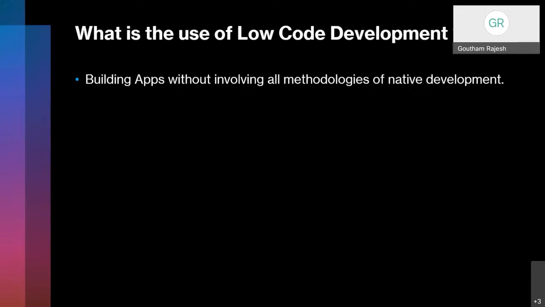We just need to find a problem we need to resolve. We need to find an architecture. We need to design the software. We need to just start developing, and we need to just deploy. These are the major phases involved in low-code development.